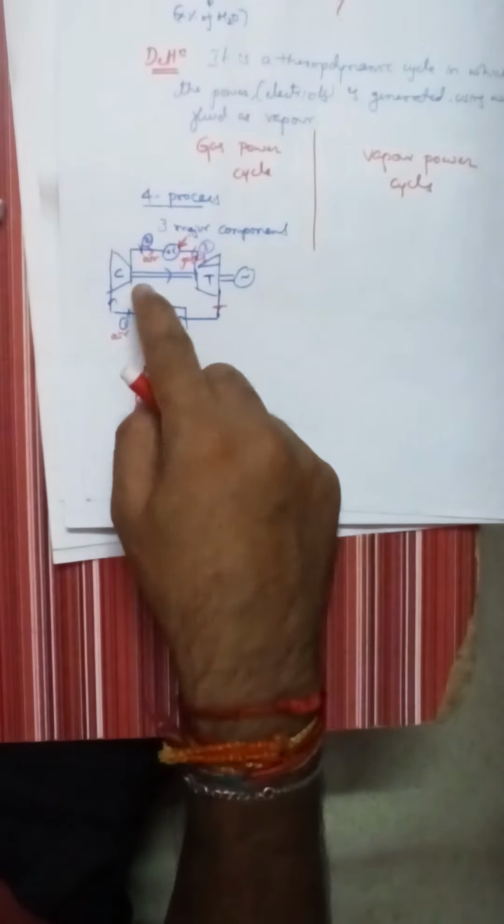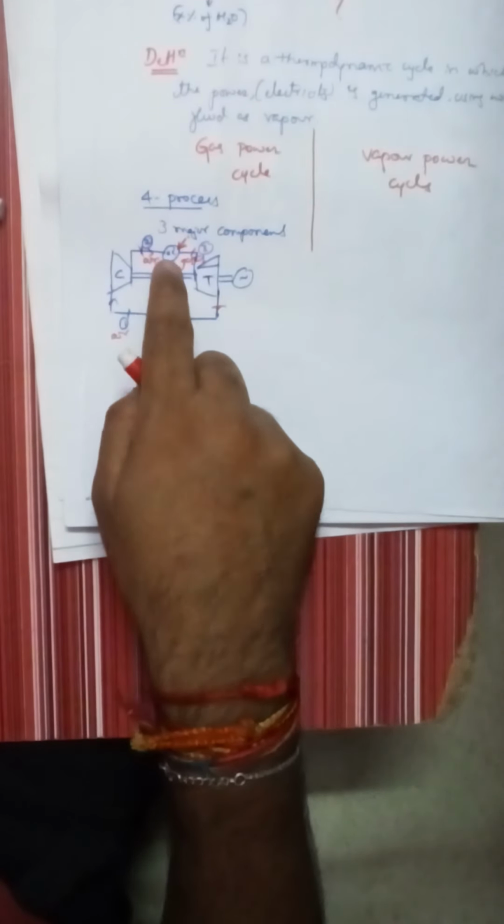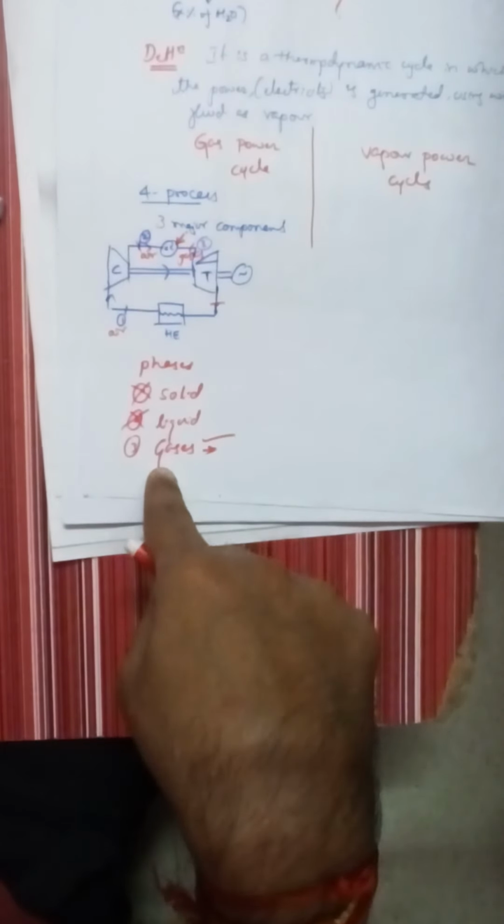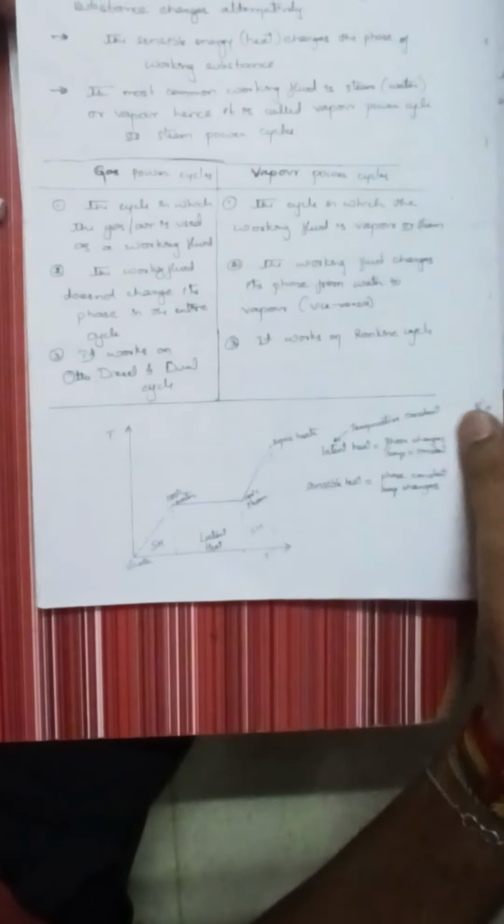The second one is that the working fluid does not change its phase in the entire cycle. It will not change its phase, as we discussed in the last classes. In the compressor it is air, that is, in gas form. In the combustion chamber it is also gas form. In the turbine it is also gas form. So it is only in one phase, the gaseous phase. But in the vapor power cycle it is not like that. In one component it will be gas, that is vapor, or maybe steam, and in another component it will be in liquid state. So there is a change of phase. That is one difference between these two.